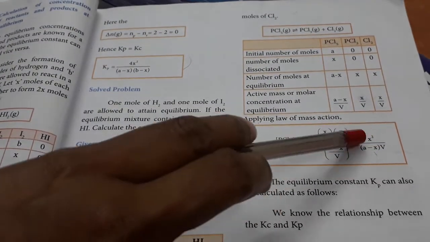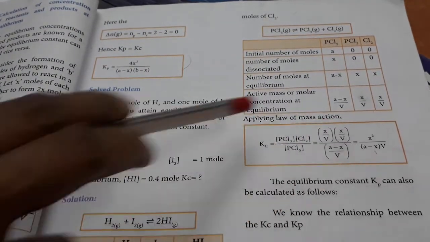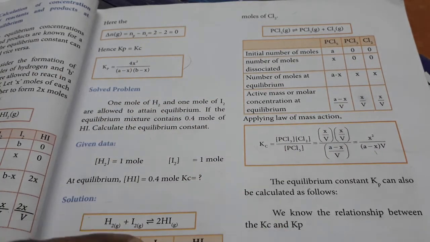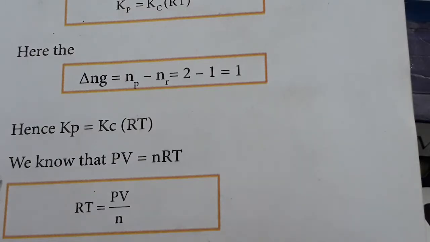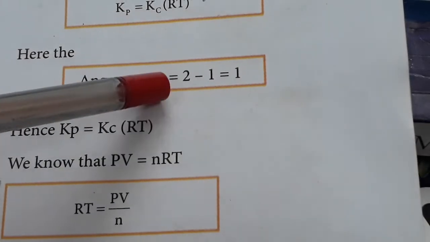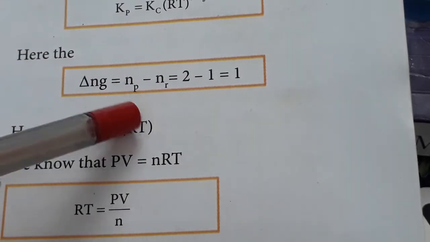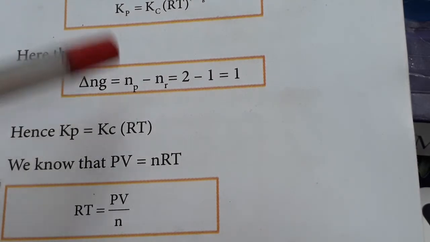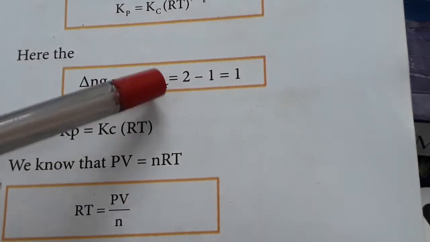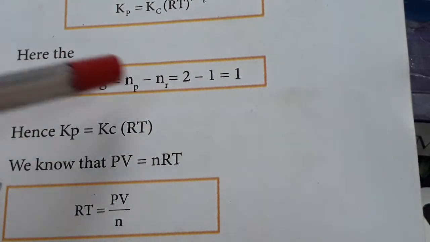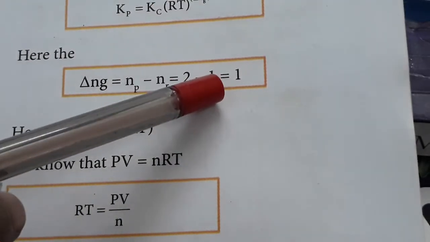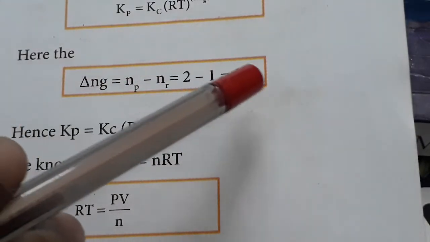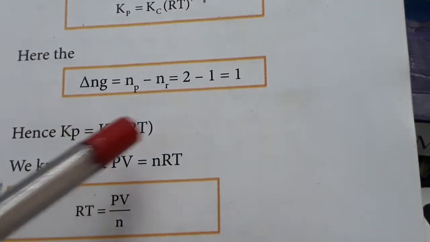So finally x square by (A minus X)V. That is the last step, and we move on to the next step of partial pressure. For delta Ng, it is not pressure, it is product minus reactant. How many products are there? Yes, 2 products, PCl3 and Cl2. And how many reactants are involved in this reaction? Only 1. So 2 minus 1 gives the value 1. So delta Ng is 1 means Kp is equal to Kc RT.